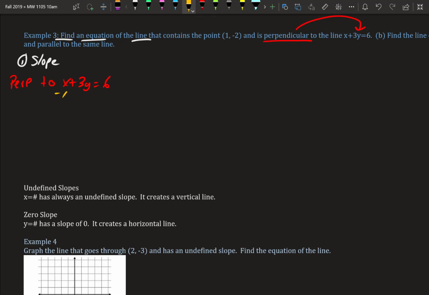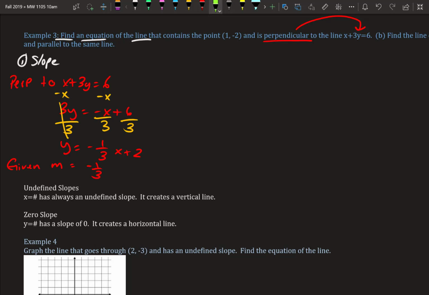So I'm going to subtract x, and I'm left with 3y equals -x plus 6, and then I'm going to divide everything by 3. And when we do, we get y equals -1/3 x plus 2. So the given slope is -1/3. That's the given slope.